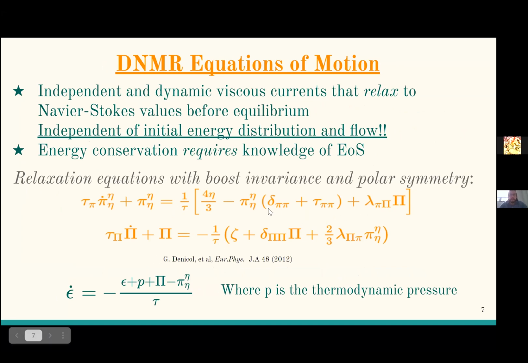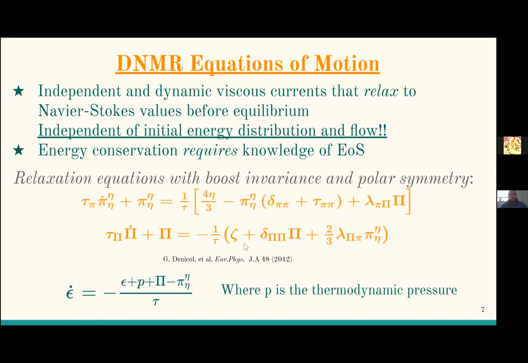The main thing that I want you to take away from this slide is that for DNMR hydrodynamics, unlike something like Navier-Stokes, the viscous currents relax to their Navier-Stokes values, but are actually independent dynamic variables. So these are the equations that govern how they evolve hydrodynamically, and they're initialized independently of your initial energy distribution and independently of your initial flow. So these two pi's are really their own independent dynamical variables that you have to initialize on top of everything else when you do your hydrodynamics, which is really solving this energy conservation equation here in this highly symmetric case for Bjorken flow.